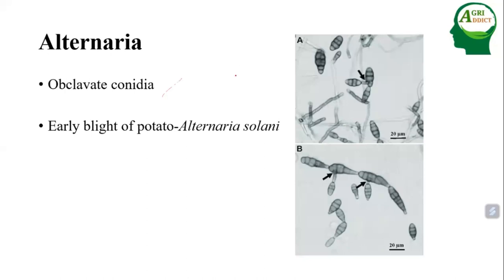As you can observe in the picture, imagine that this is the conidia. It has both transverse and longitudinal septa. So this type of conidia is called obclavate conidia. This is a very characteristic feature of Alternaria. This is also called muriform conidia. And this can cause the disease early blight of potato, caused by Alternaria solani.